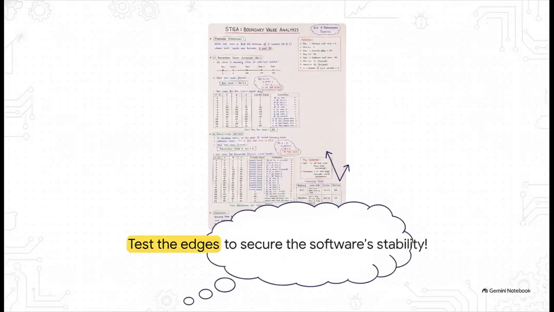Which brings us to our final thought for this explainer, perfectly captured in this conclusion cloud in the notes. Test the edges to secure the stability. Look, you don't just remember BVA now, you have actually understood the core logic. You can actually generate these tables yourself without looking at any textbook or guide. So next time you are building or testing any piece of software, ask yourself, have you really pushed it to the edge? Thanks so much for joining me today, and happy testing.